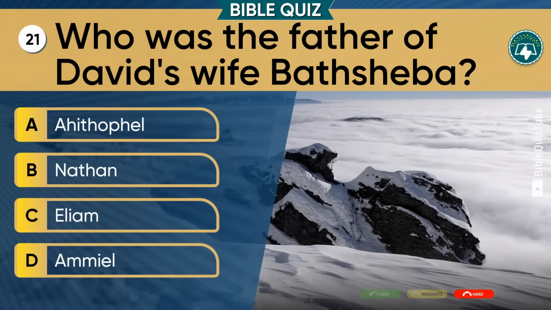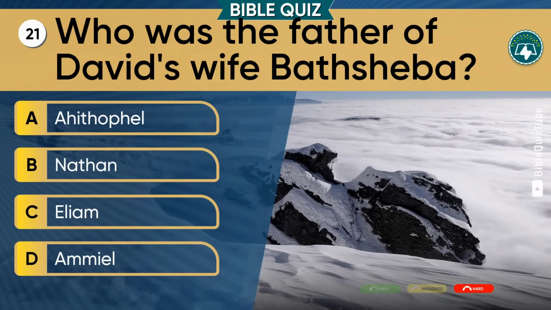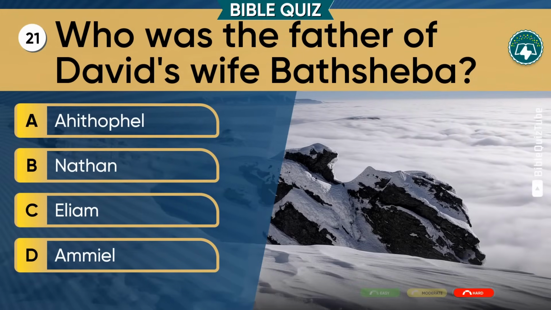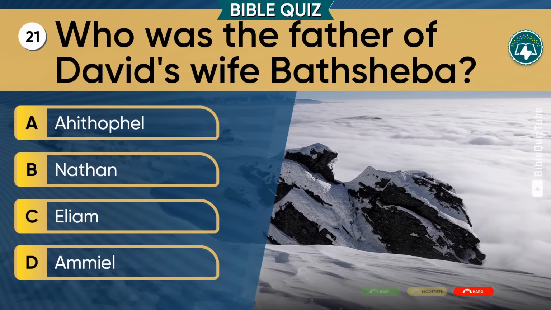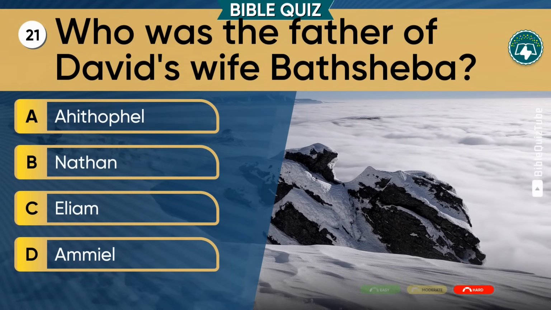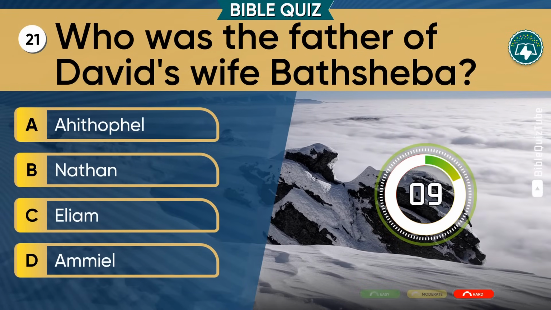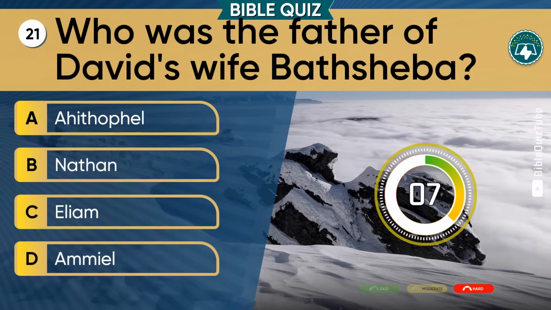Question 21. Who was the father of David's wife Bathsheba? A. Ahithophel, B. Nathan, C. Eliam, D. Amiel.